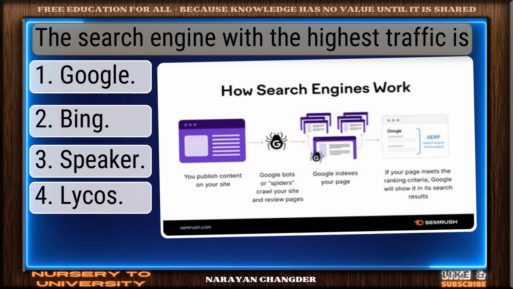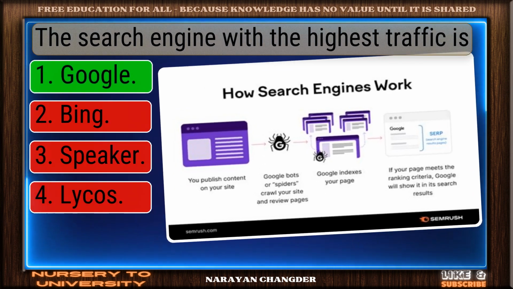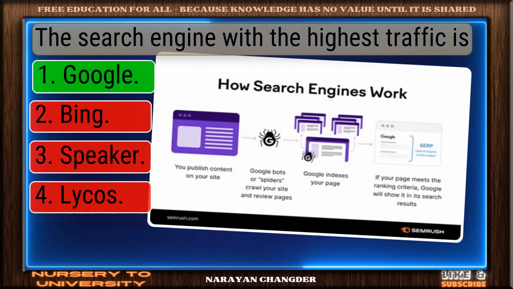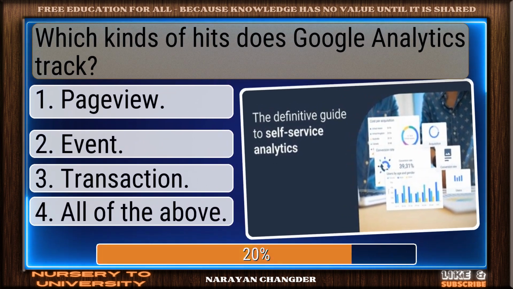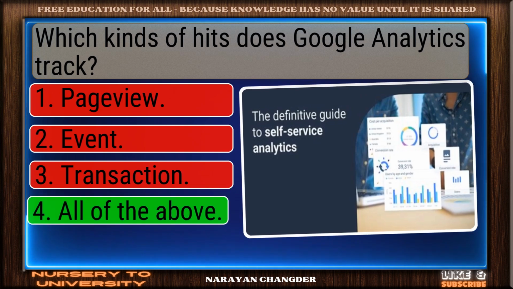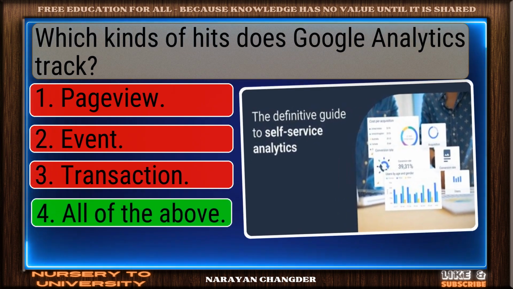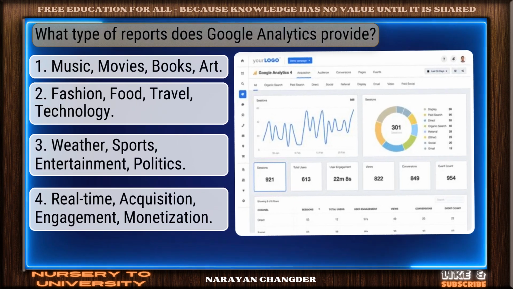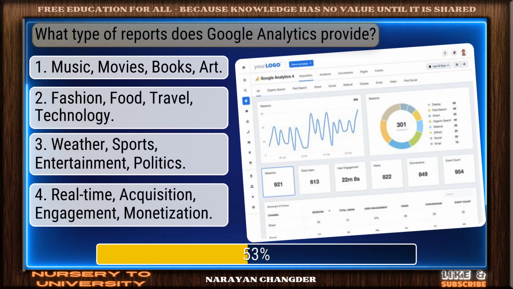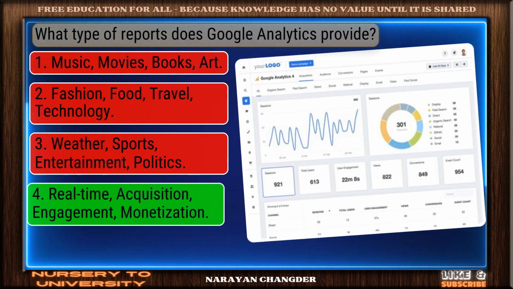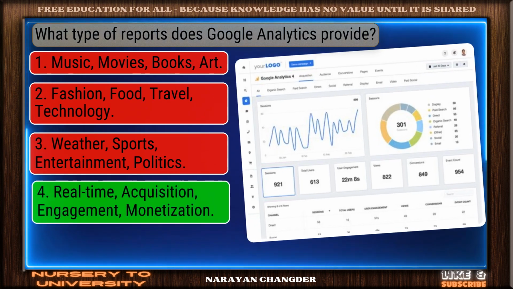The search engine with the highest traffic is. Strong choice. Google is the right answer. Which kinds of hits does Google Analytics track? Solid response. All of the above is a valid choice. What type of reports does Google Analytics provide? Smart move. Real-time acquisition, engagement, monetization is an accurate answer.